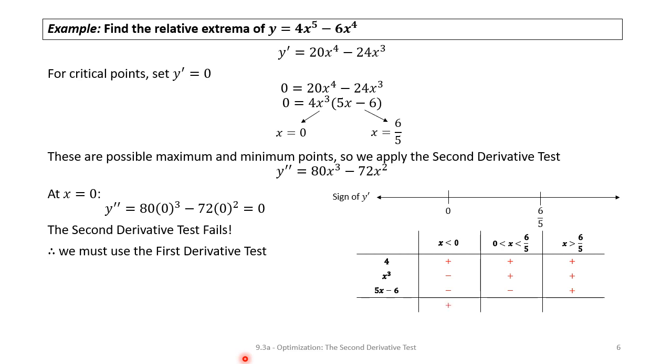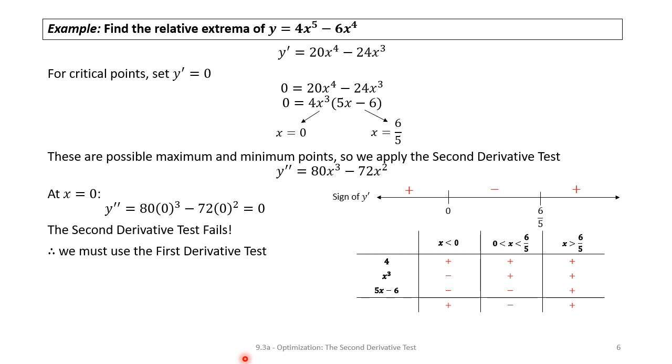Then we look down the columns, and we see that a positive and 2 negatives make a positive, 2 positives and a negative make a negative, and 3 positives make a positive. So we put these corresponding signs into our line above. So before 0, it'll be positive. Between 0 and 6 over 5, it's negative. And from 6 over 5 onwards, it's going to be positive.